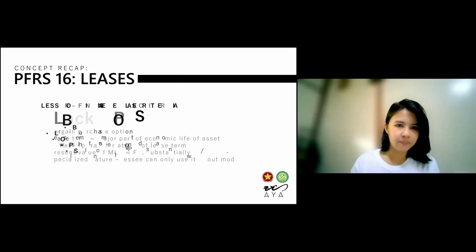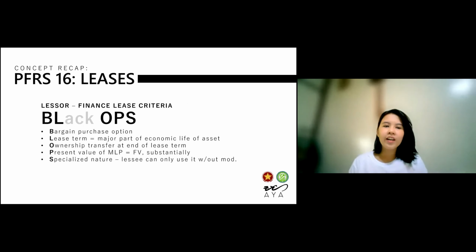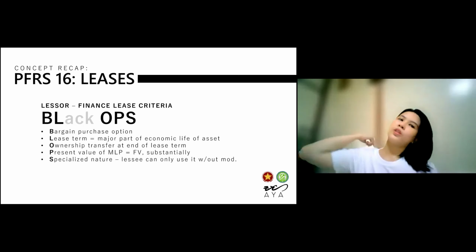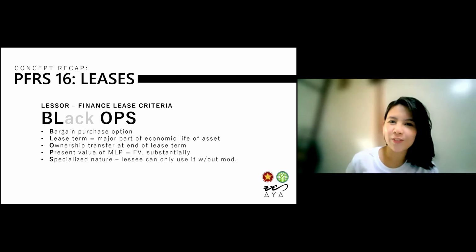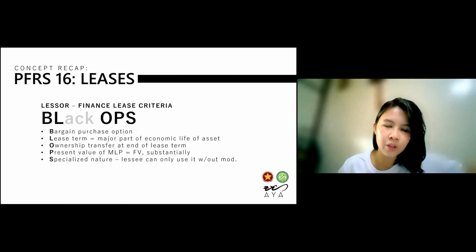Okay. So, for the lessor, finance lease criteria, very important to remember all of this. Kasi pag nakita nyo na to sa problem, more likely, kailangan nyo pa mag-proceed to step 2, which is identifying whether it's a direct financing lease or if it's a dealer or manufacturer's lease. So remember black ops or blops, whichever you prefer. So B for bargain purchase option, of course.